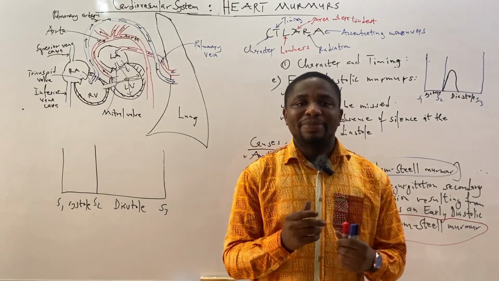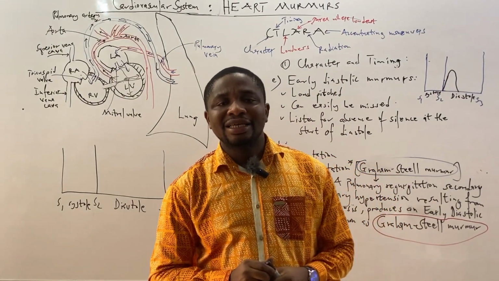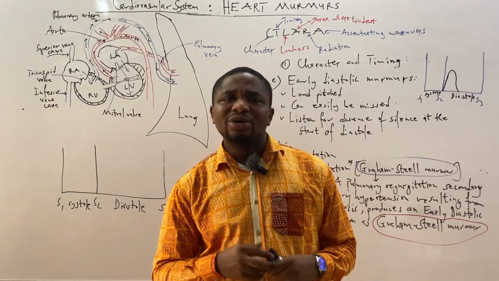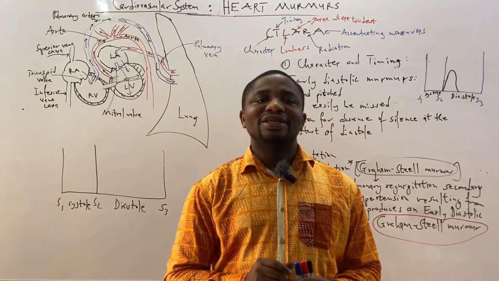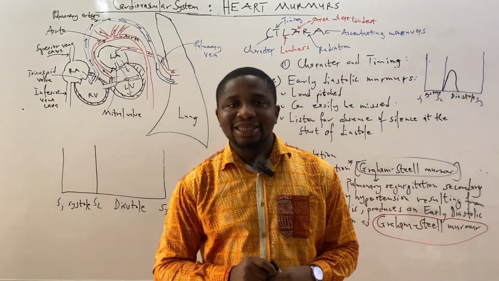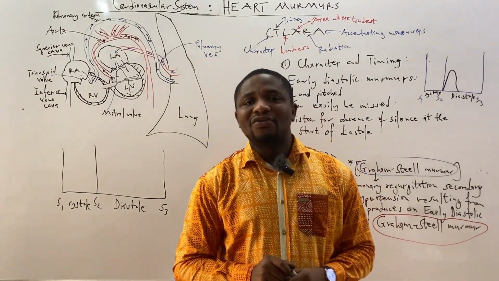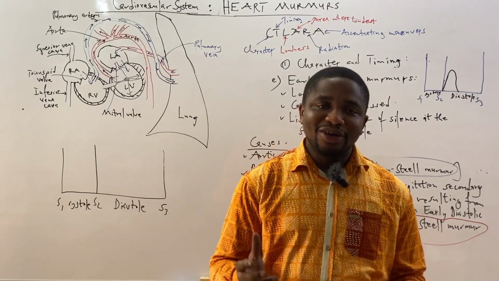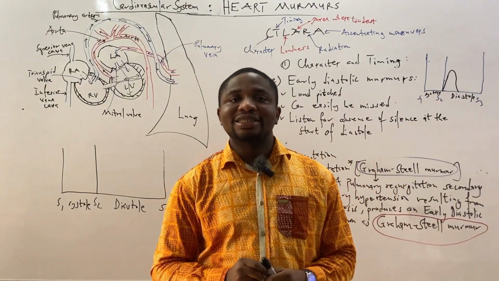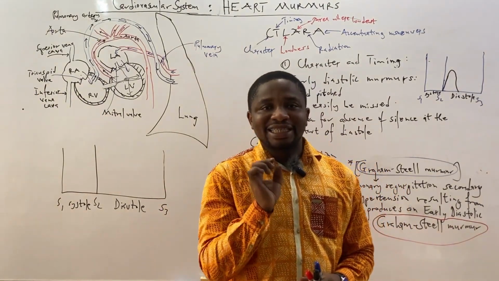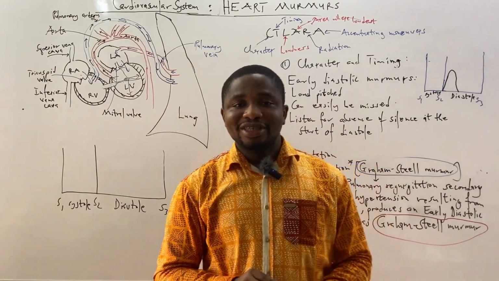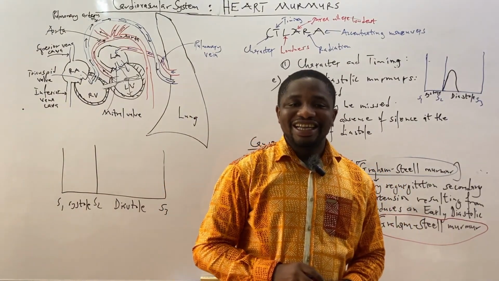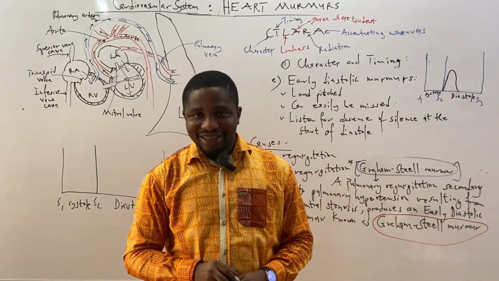Because it happens in early diastole. So how do you ensure that you don't miss it? All you have to do is to listen for silence at the beginning of diastole. At the beginning of diastole, listen for silence. And if you are listening for silence at the beginning of diastole and you hear any other sound, then that becomes the early diastolic murmur.